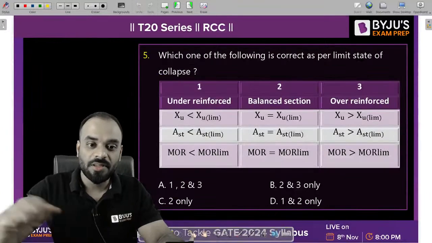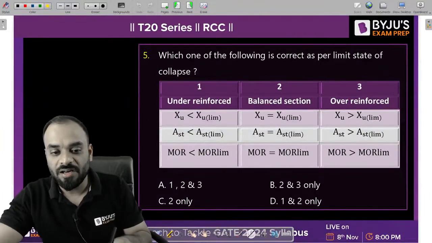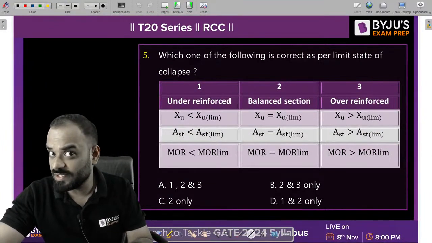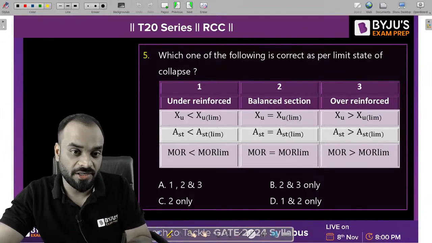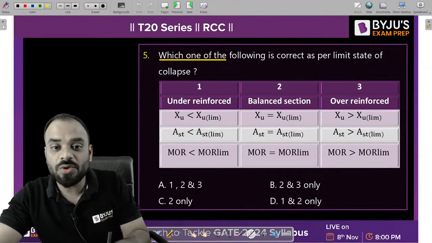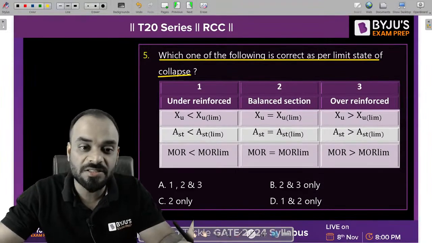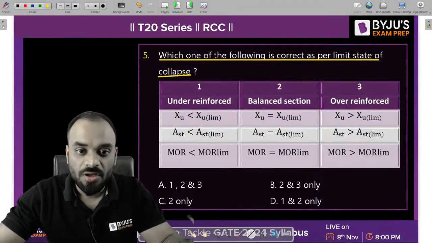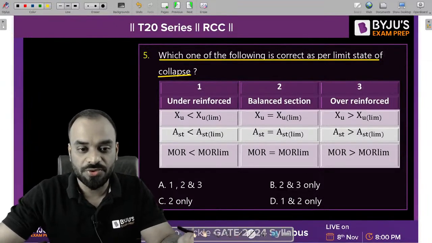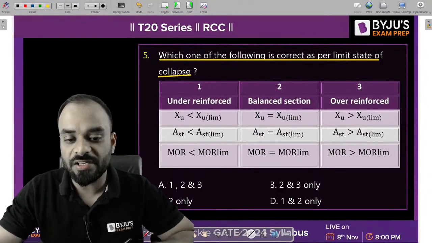Okay. Next question in front of you, guys. Again, it is a tricky one. Okay. I'm giving the hint. It is a tricky one. Which one of the following is the correct as per the LSM method, as per the limit state collapse? Which one of the following is the correct option? Or you can say that which one is the correct answer?